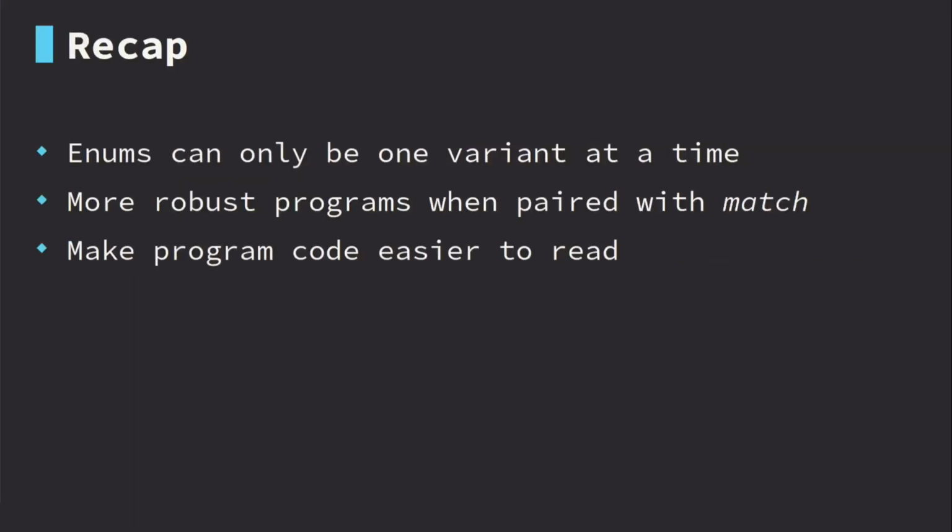To recap, enums can only be one variant at a time. They result in more robust programs when paired with the match keyword. They also make program code easier to read. That way you can pass around enumerations instead of just numbers and strings.